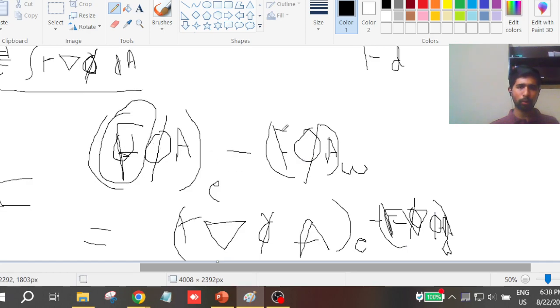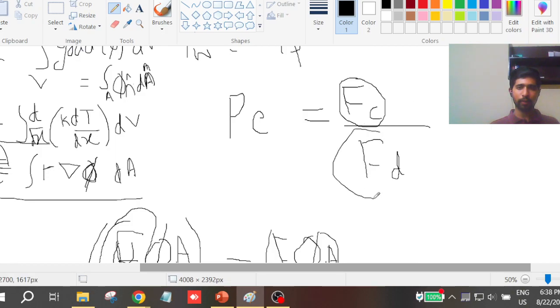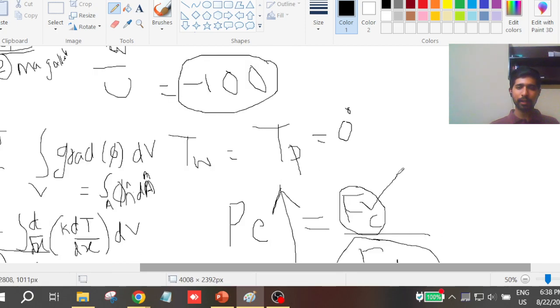Generally this FD is considered as your tau by delta x term. Because you can write this gradient of phi as change in phi divided by delta x for 1D. So tau divided by delta x, that will become your FD. If this magnitude becomes very high, basically it means that the convective term is very high. So you have to do substitution like this with a previous grid point temperature. This is called upwinding.